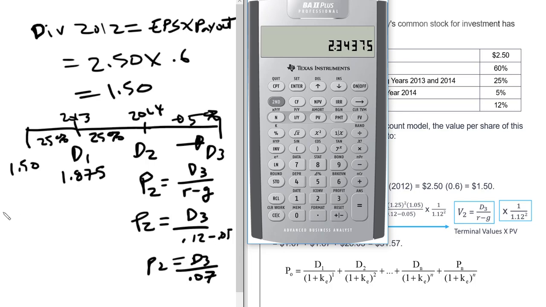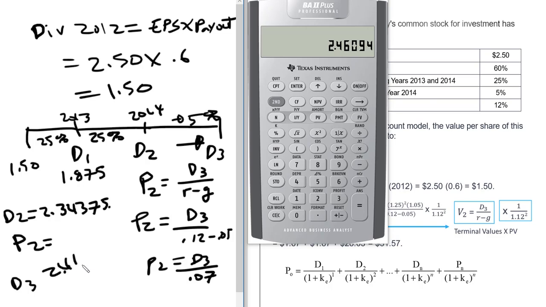And our D2, we multiply that by 1.25, and we've got a D2 of, if I want to keep all the rounding, I'll write it down here, D2 equals 2.34375. And we have our P2 then. So we have to calculate our D3 first. Our D3 is going to grow at 5% after that, so it's times 1.05. Our D3 is going to be 2.46094.